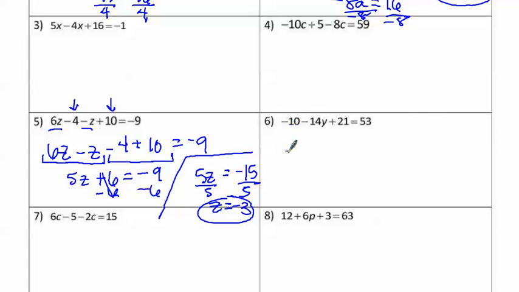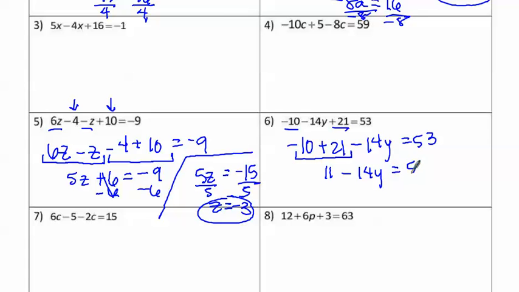On number 6, your constants are your like terms. So negative 10 plus 21 minus 14y equals 53. You want to combine your like terms. Negative 10 plus 21 is 11. Minus 14y equals 53. Subtract 11. Negative 14y equals 42. Divide by negative 14, and you get y is equal to negative 3.